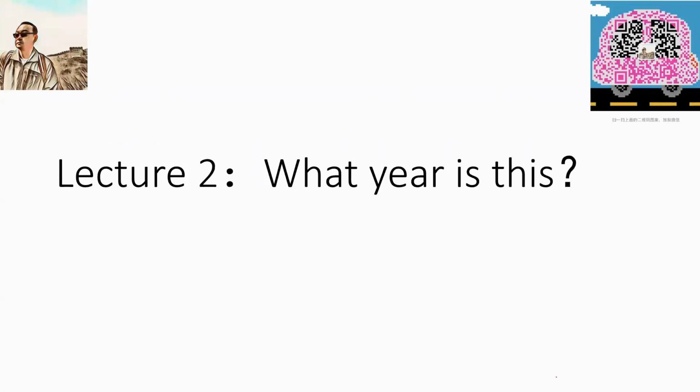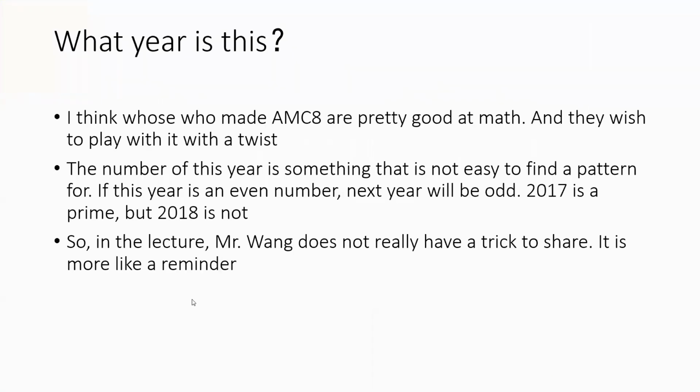Lecture 2. What year is this? I think, of course, those who made the AMC8 test are pretty good at math, and they wish to play with a twist. The number of this year is something that is not easy to find a pattern for. If this year is an even number, next year will be odd. 2017 is a prime, but 2018 is not.